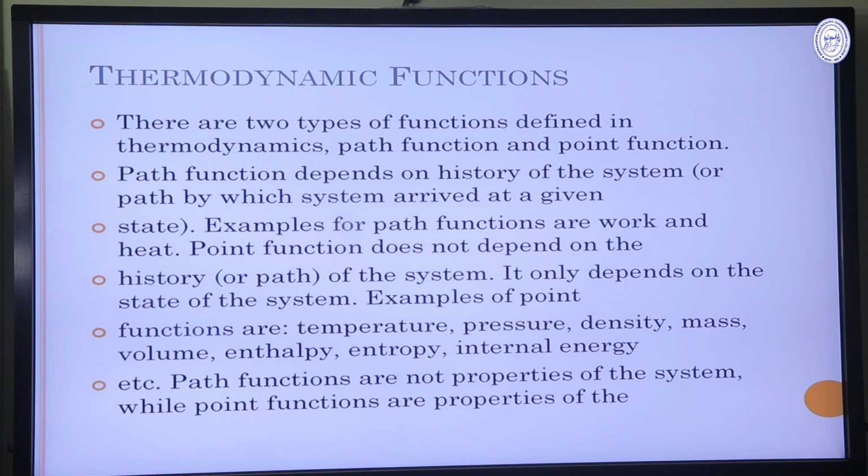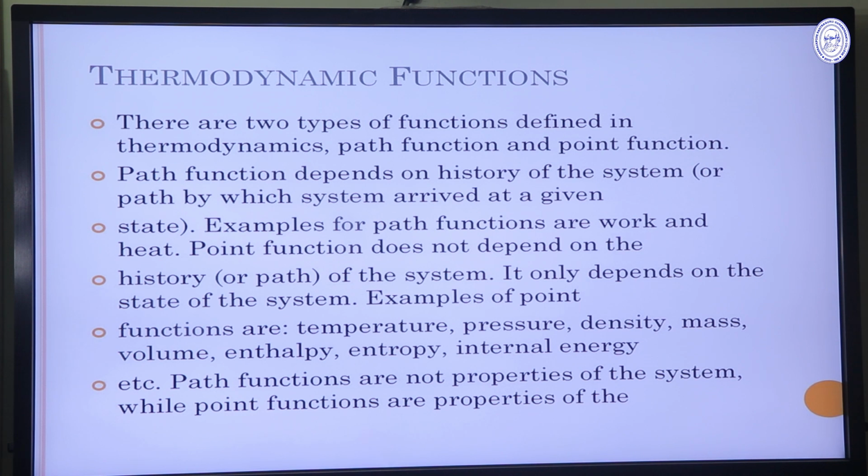Point function is just the reverse or the opposite of path function. If path functions are those that are dependent on the kind of path that the system has followed, point functions are those parameters that are totally independent of what kind of path the system has followed. That means it is not dependent on its background, on its nature, on its history. It only depends on the state of the system. That I have already mentioned. By now you have understood what we mean by the state of the system. We have also seen examples of the state of the systems, and those are nothing but point functions.